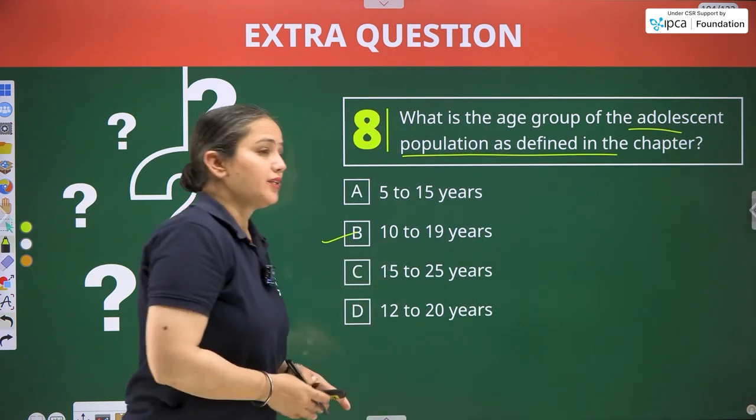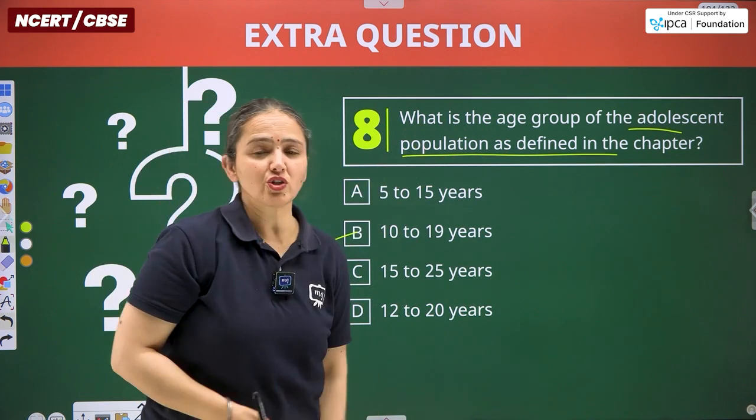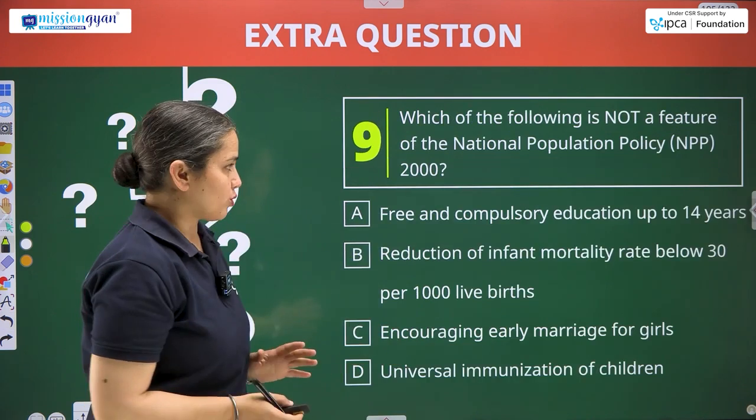What is the age group of the adolescent population as defined in the chapter? That is 10 to 19 years. And it's not only about the chapter; actually, this is the age group.